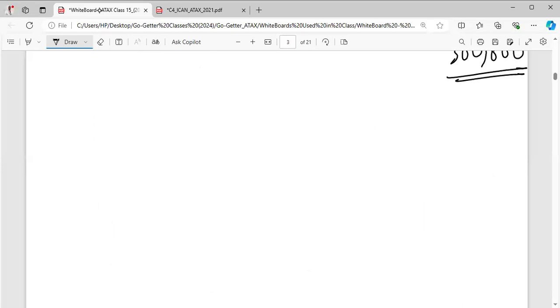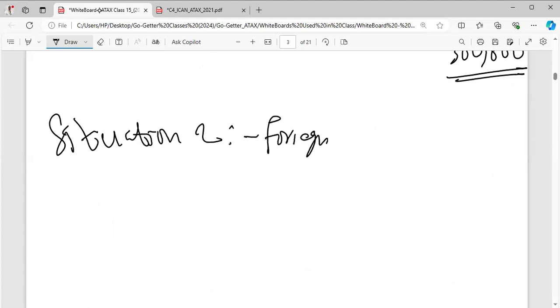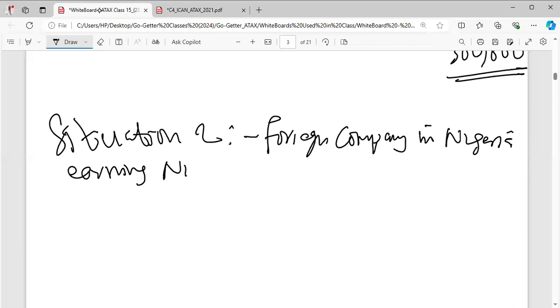A non-Nigerian company earning Nigerian income. So situation two, foreign company in Nigeria earning Nigerian income.